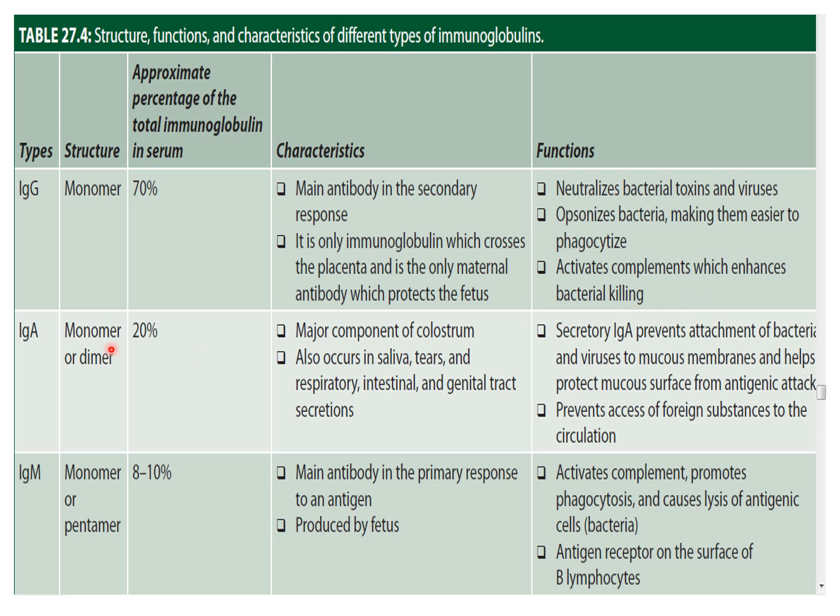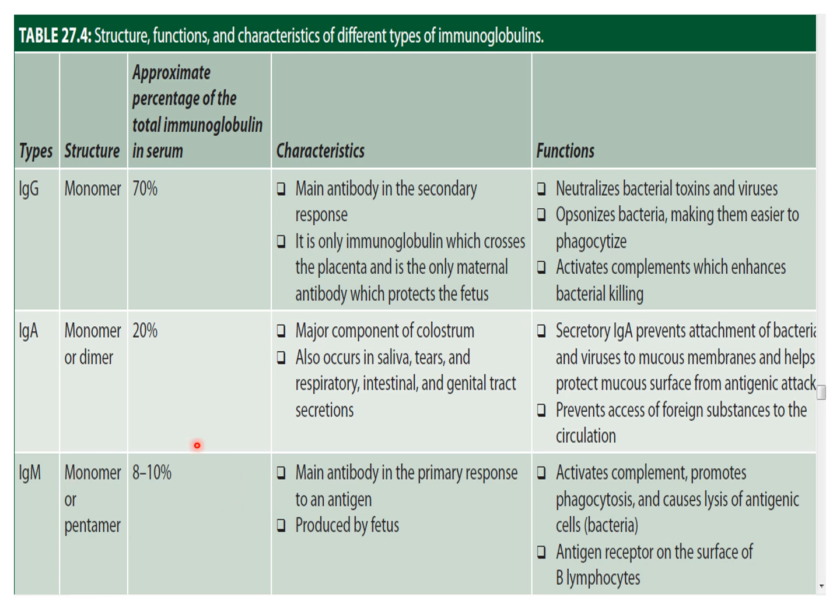killing. IgA makes up 20% of all the immunoglobulins, is a major component of colostrum, and also occurs in saliva, tears, and respiratory, intestinal, and genital secretions. The secretory IgA prevents the attachment of bacteria and viruses to the mucous membrane and helps protect the mucous surface from antigenic attack. It prevents the access of foreign substances to the circulation.